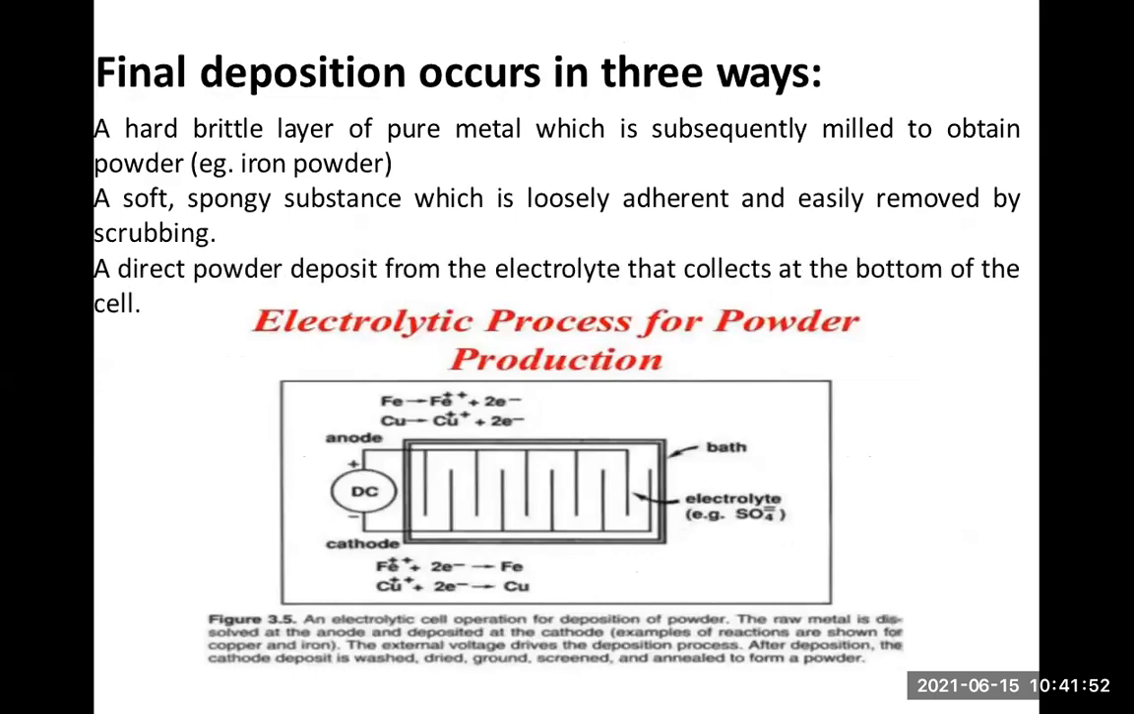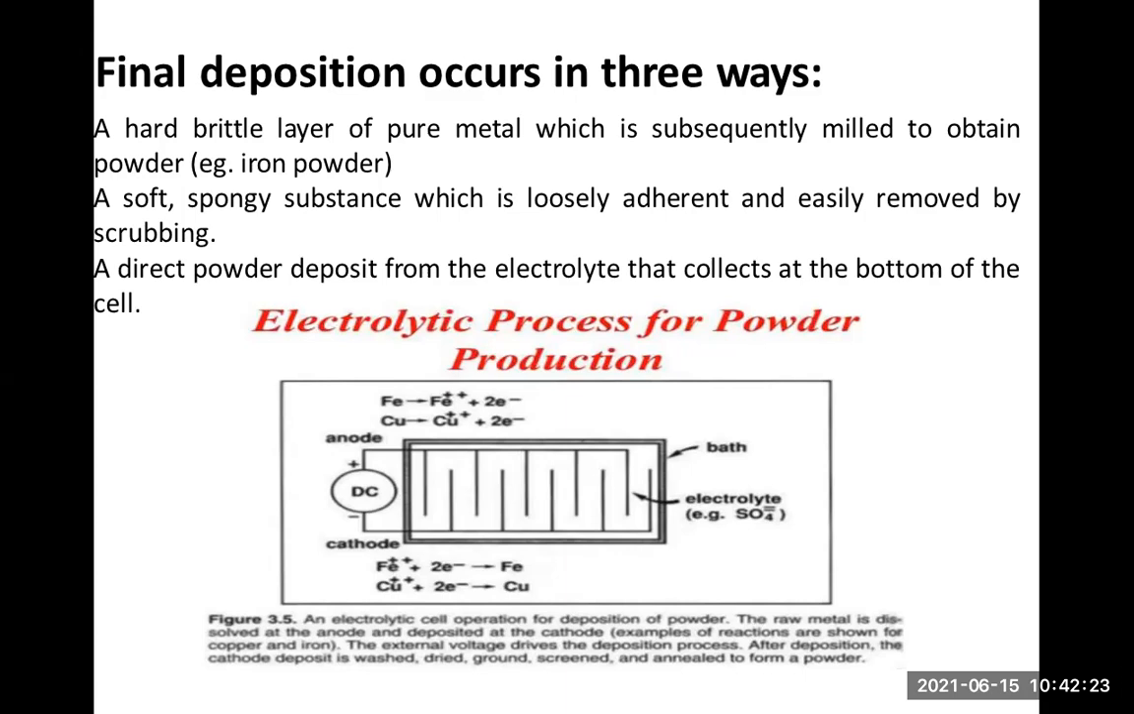A DC power supply is given, the anode and cathode are placed, and there is the electrolytic bath. That electrolytic bath is considered for the deposition process, and this is how electrolytic deposition works. So no need to explain how an electrolytic process works. It states that a hard brittle layer of pure metal is formed, which is subsequently milled to obtain the powder.